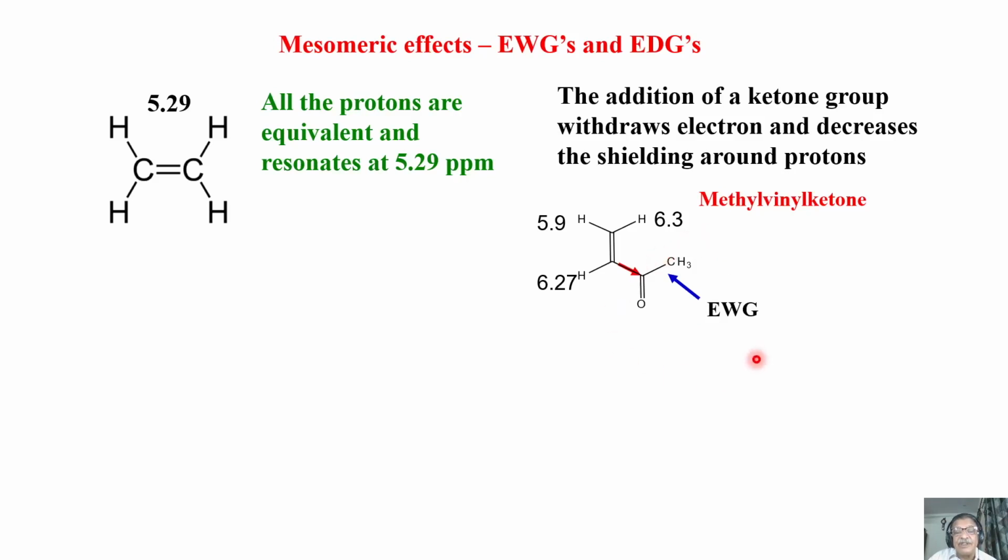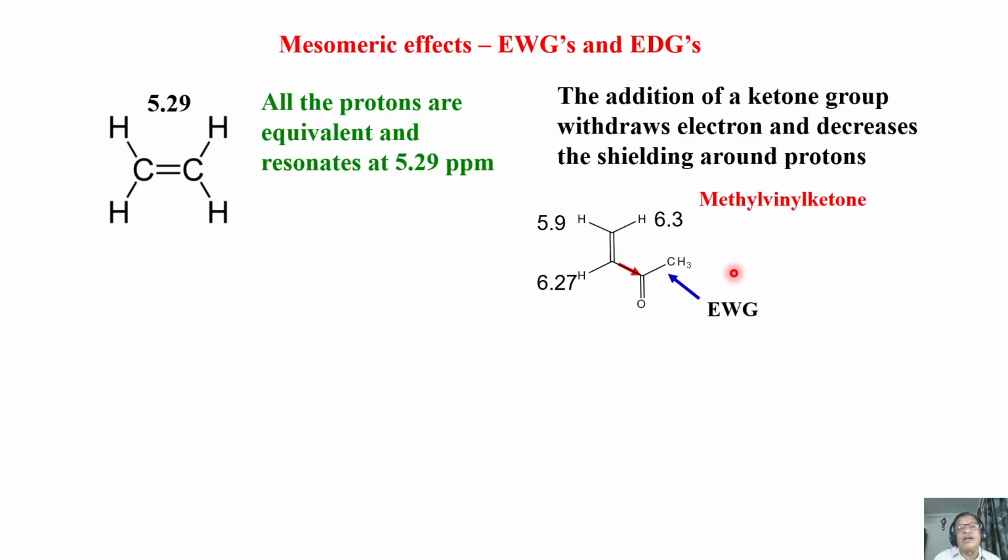What happens? When it withdraws the electrons, it causes de-shielding. So the peaks start moving downfield. You understand? Peaks start moving downfield, that is to a higher chemical shift value. So instead of 5.29, now they come at 3 different values because they are non-equivalent. But you see none of them are around 5.29. They have moved drastically. This proton, which is close to this, goes to 6.27. This is 6.3. This is at 5.9. None of these protons have remained at 5.29 ppm. Remember, they have all moved downfield because we have an electron withdrawing group.